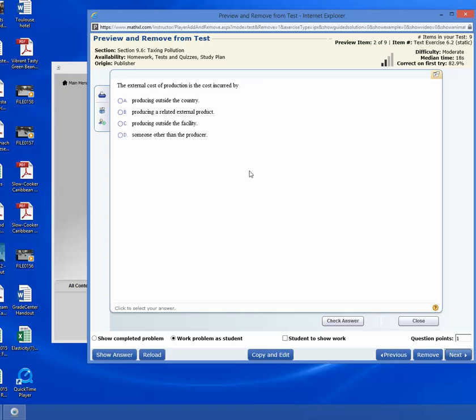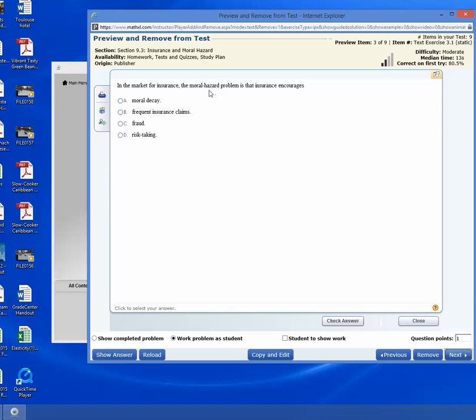The external cost of production is the cost incurred. External cost is like pollution, right? That's a cost to society. It doesn't really cost a production facility if that pollution drifts downwind or drifts downstream, right? So an external cost is incurred by somebody other than the producer. It's the health cost to the rest of society of someone that pollutes. Let me check my answer. Yes, I am correct.